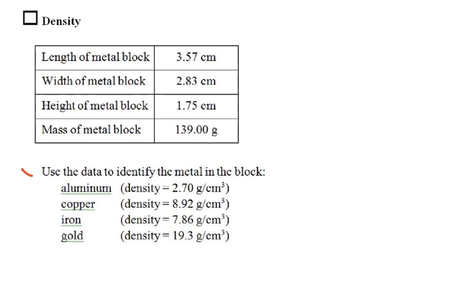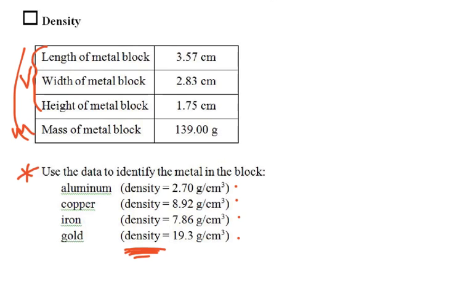Okay, so here's the real question down here. Use the data to identify the metal in this block. Well, I could identify it if I knew what the density was, because here are the densities down here. So if I can calculate the density, then I can just pick out which of those four is the correct metal. So my real question is, find the density using this information. Well, what do I know? Here I have a length and a width and a height, and I can put those together to get a volume. And there's the mass. We know the mass, and we're looking for the density.